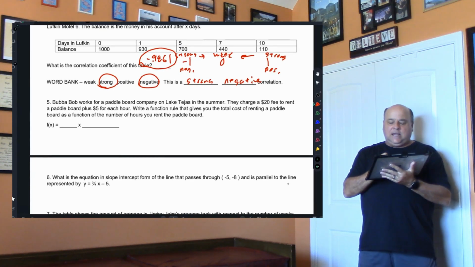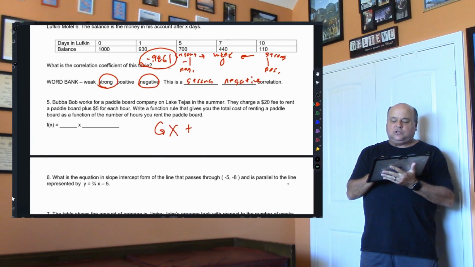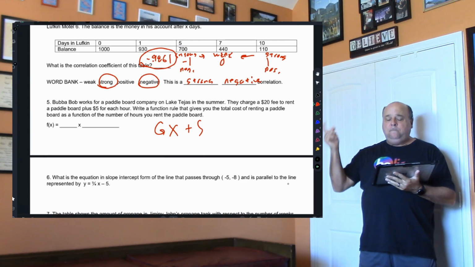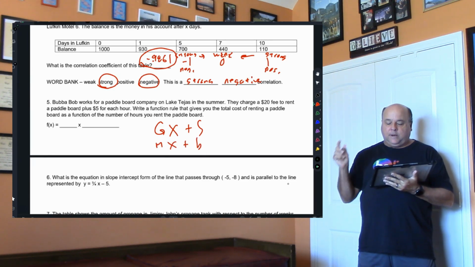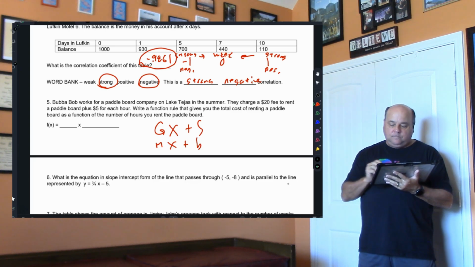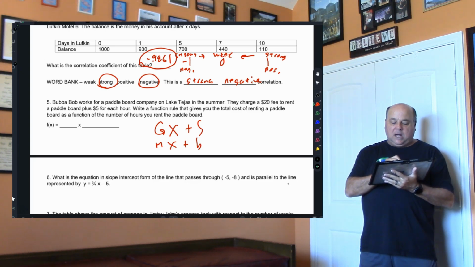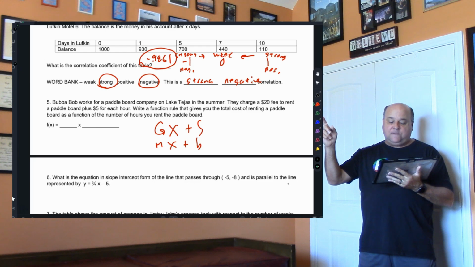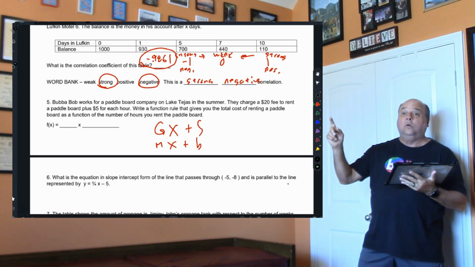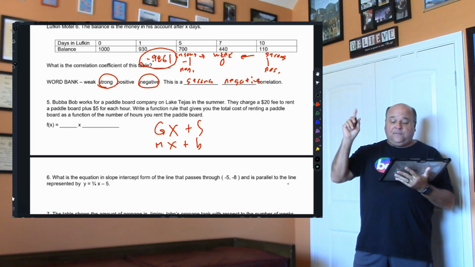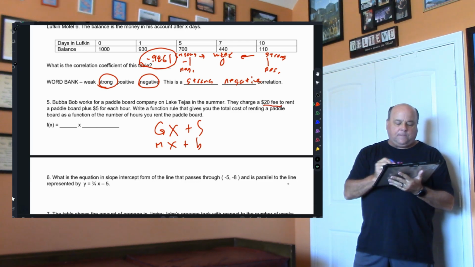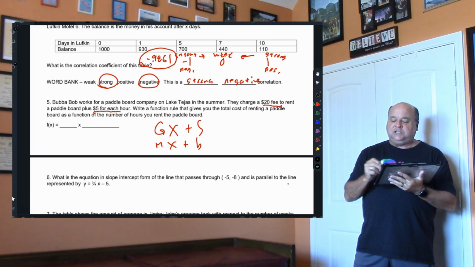This one right here, I like using growing number and starting number. The growing number is going to be your slope, and the starting number is going to be your y-intercept. So read the problem. Bubba Bob works for a paddleboard company at Lake Tejas. That's in East Texas, a spring-fed lake. Very cool to go to. They charge a $20 fee to rent the paddleboard, then $5 each hour.